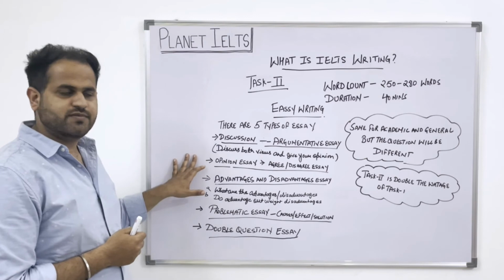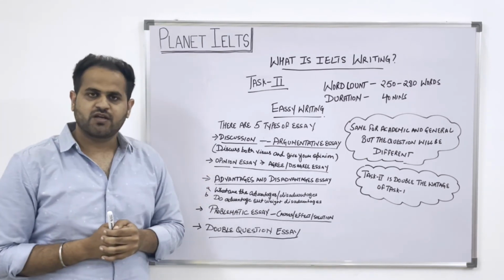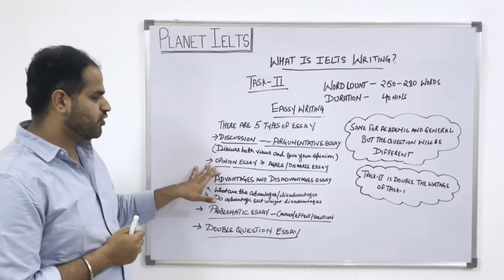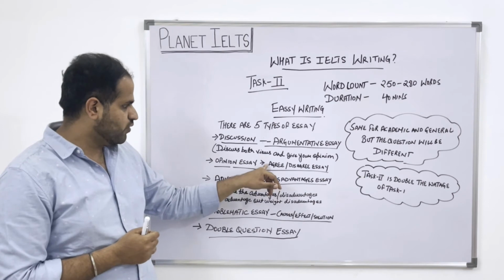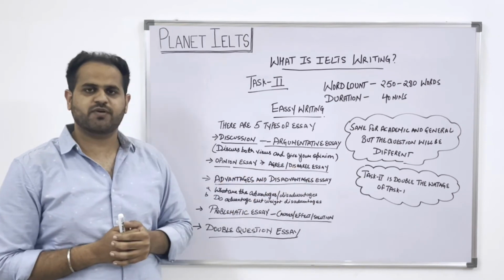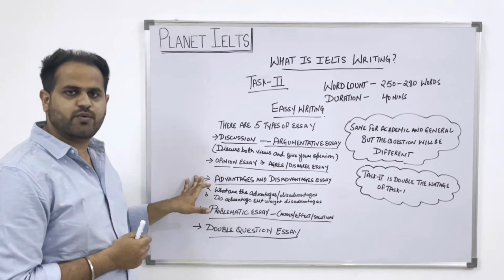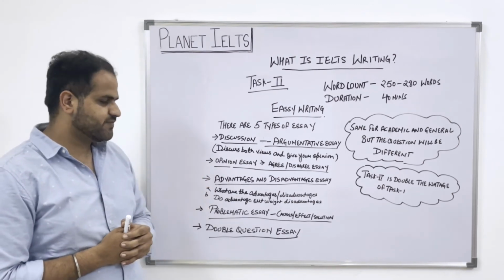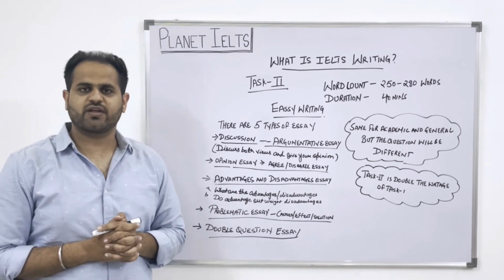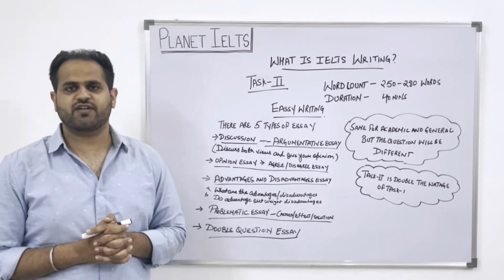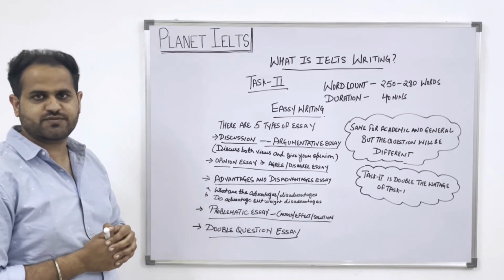Moving on to type 2, opinion based essay. Now in this, you will be given an opinion and you will be asked whether you agree or disagree with that opinion. Third, advantages and disadvantages essay. In this, you will be given a scenario and IELTS will ask you about the advantages and disadvantages of that scenario. This question can be asked in 2 forms.